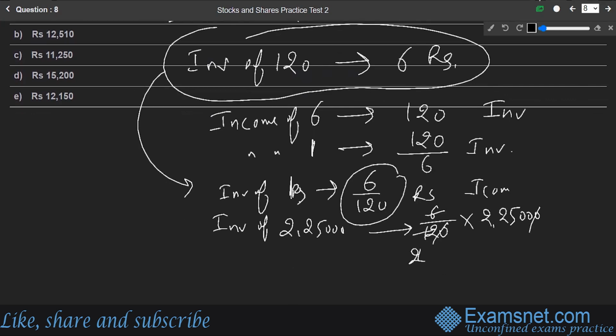So we have to do 22,500 divided by 2. That's what we have to perform. 22,500 divided by 2 is nothing but 11,250. So that is the income you will receive if you invest 2,25,000. Let us see where it is available. Clearly available in option number C becomes the right answer from there.